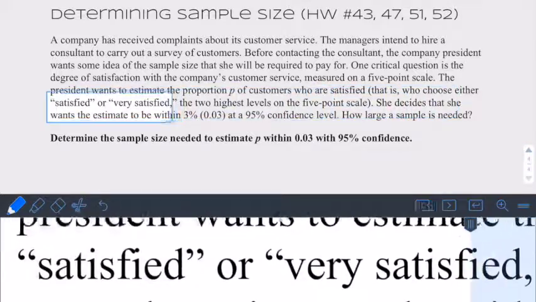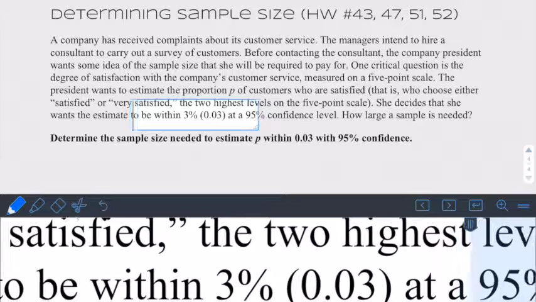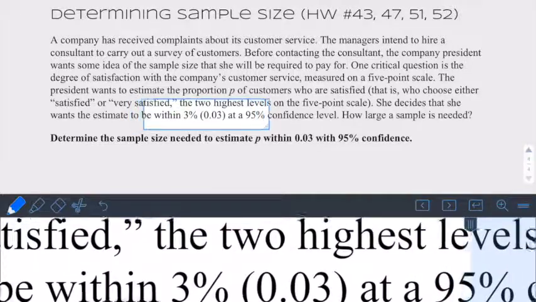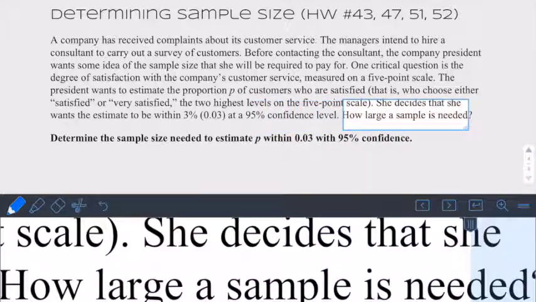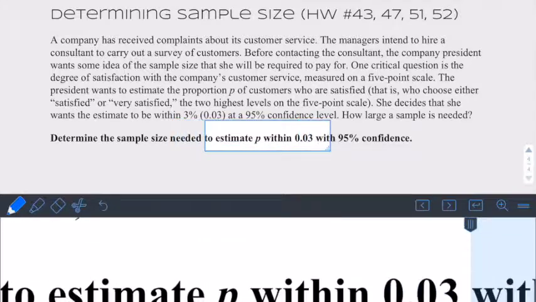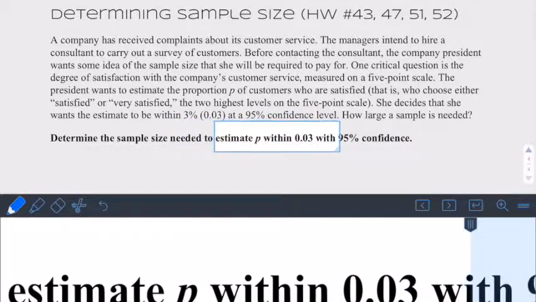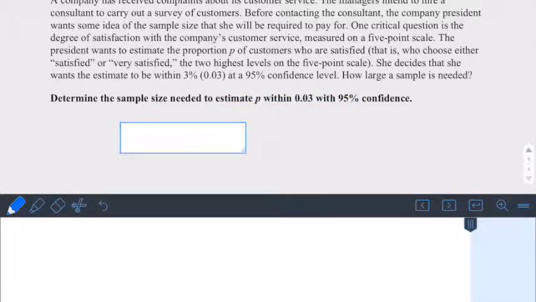She decides that she wants the estimate to be within 3%, so 0.03, at a 95% confidence level. How large of a sample is needed? So determine the sample size needed to estimate p within 0.03 with 95% confidence. So what we're going to do is set up an equation with n, and we're going to solve for n.